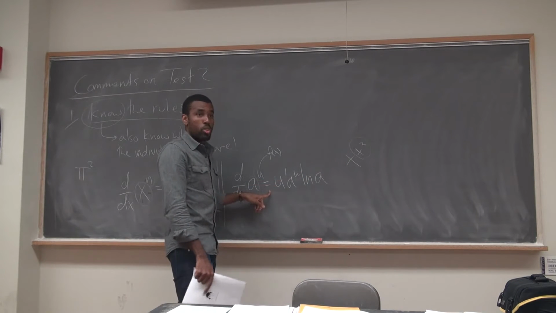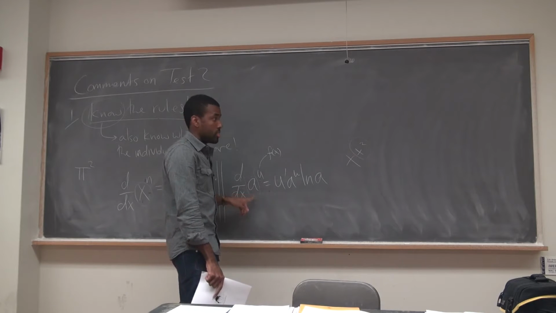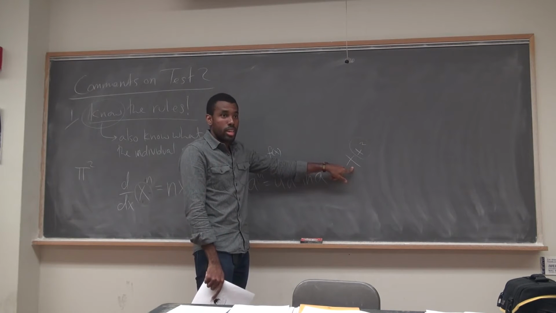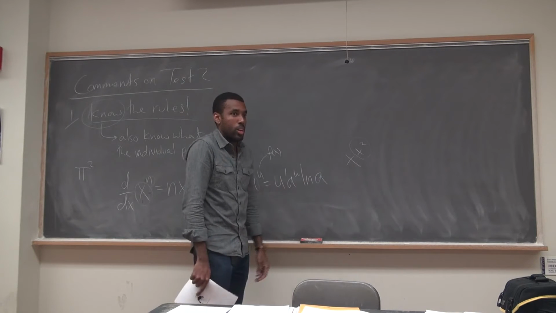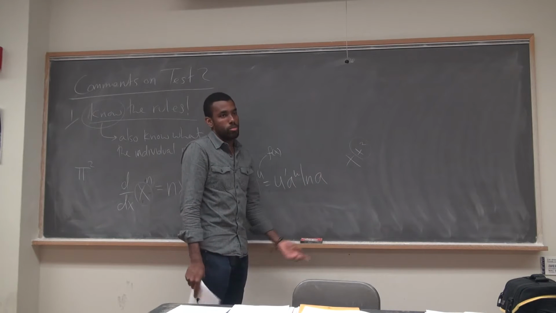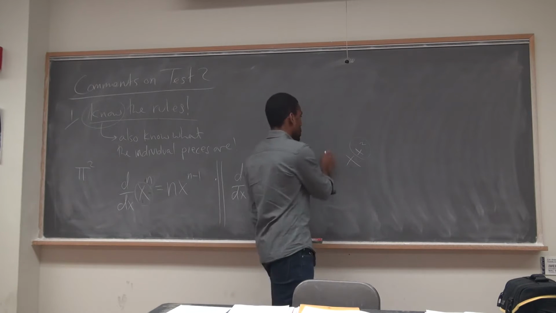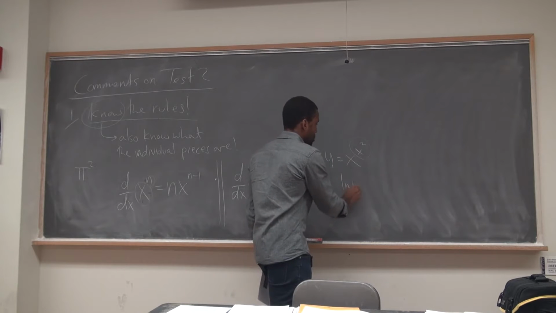This rule does not apply anymore either, because the base is a constant. Here, the base is not a constant, the base is an x. So then you're like, what do I do now? Well, get rid of the power. You do that with a log. So you just ln both sides.